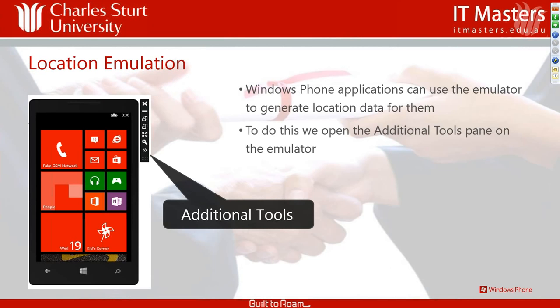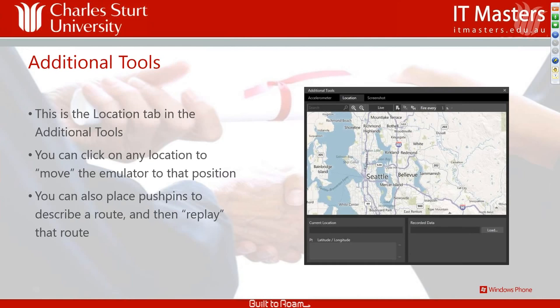You'll also see that on the bottom of this little toolbar there's these chevrons, which open up this additional tools pane. And there's a number of different things there that show how we can simulate location, how we can simulate the accelerometer, so the different orientations of the device. We can also take a screenshot with the additional tools to save what our application is going to look like. And this is particularly important when we go to submit our application to Marketplace or to the store, where we'll actually need to submit screenshots along with our application.